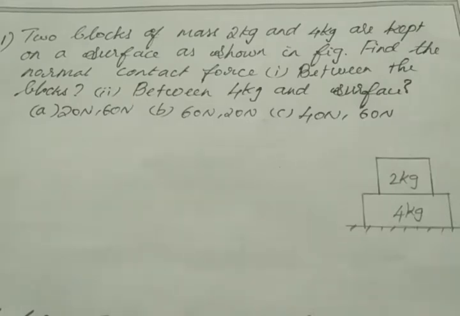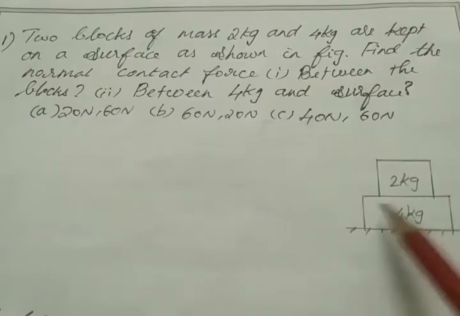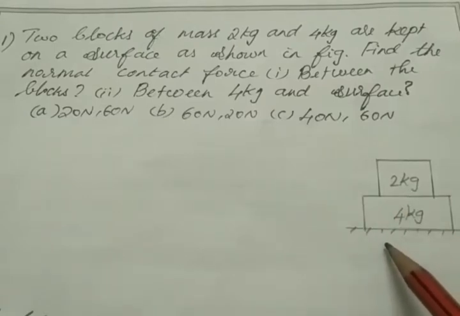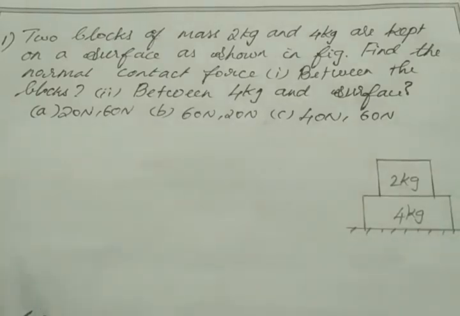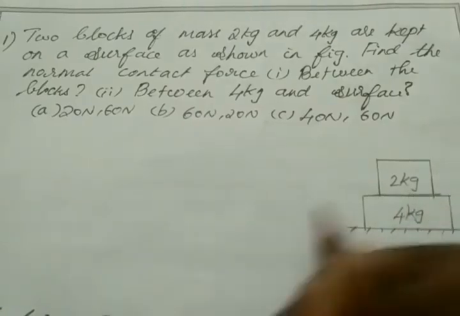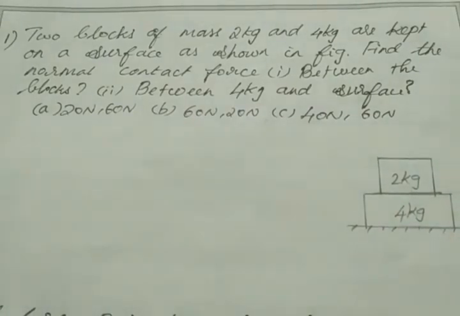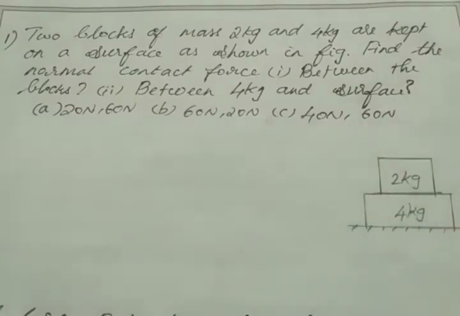Here we have two contacts, right? The contact between 2 kg and 4 kg, and the contact between 4 kg and the surface. So we have two contacts, and we have to find two forces. The first one is between the blocks. Between these two blocks we have one contact, so we have to find the contact force between these two blocks.